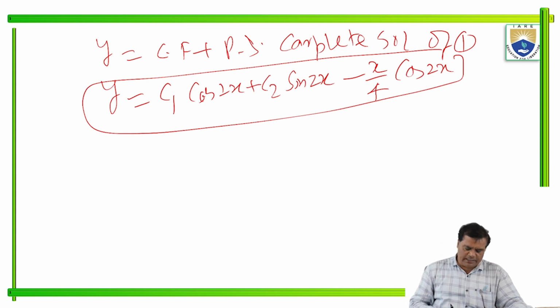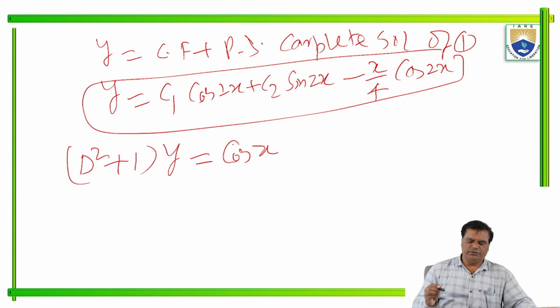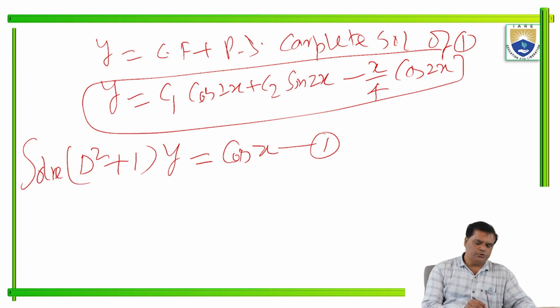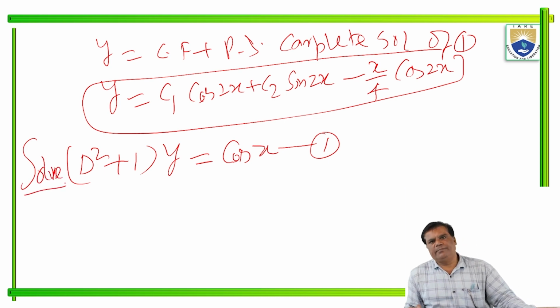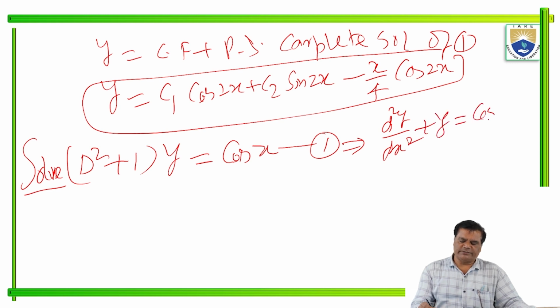Similarly, we can solve another problem. D square plus 1 into y is equal to cos x. This is equation 1. Solve this problem: D square plus 1 y equal to cos x. In detail, we can write this problem as d2y over dx2 plus y equal to cos x. Here a is 1.